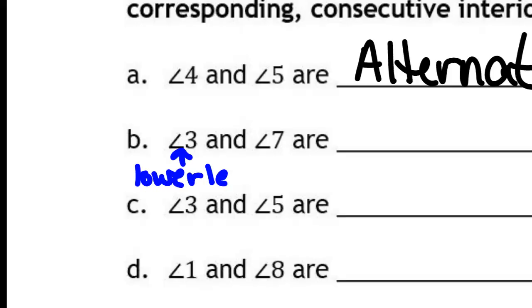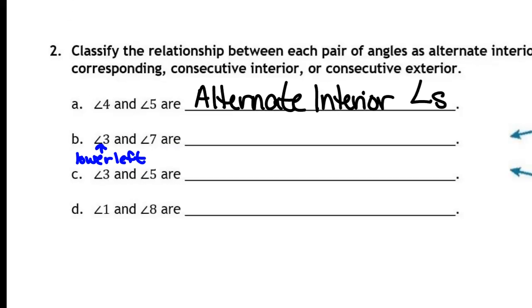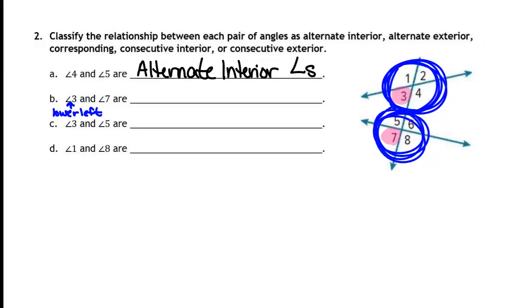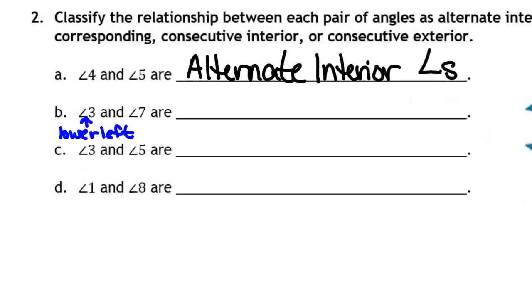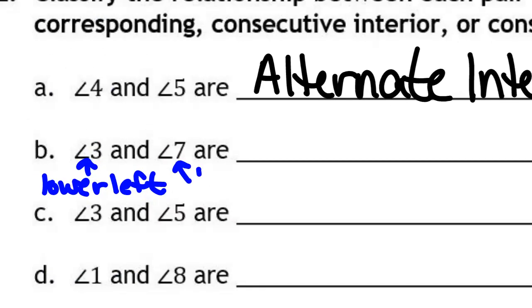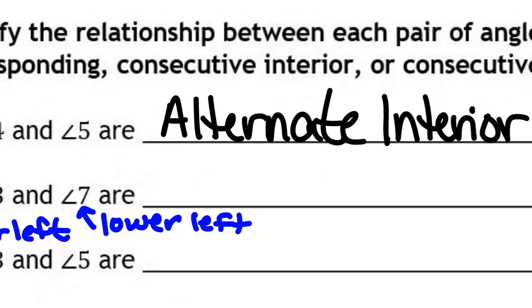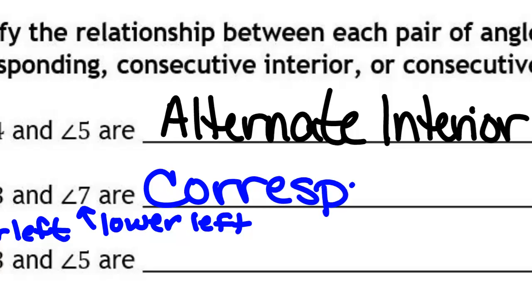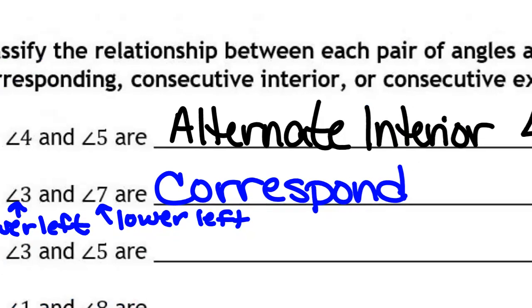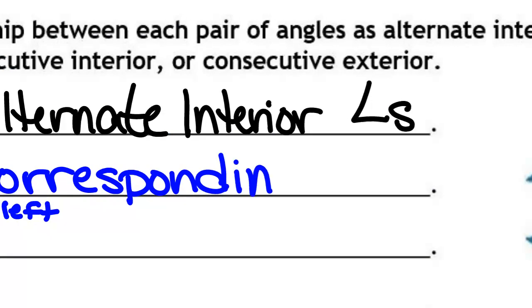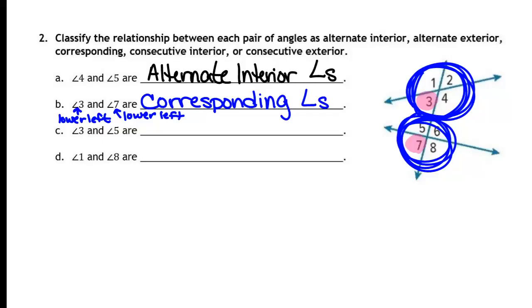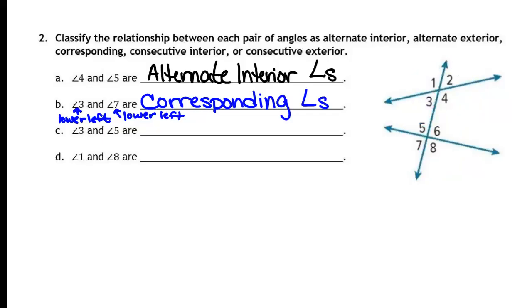So angle 3 is in the lower left corner. When I look at the other intersection, where's angle 7? Bottom left, yes. This one is also lower left. So we have matching corners. That means these are corresponding angles. Matching corners is corresponding angles.